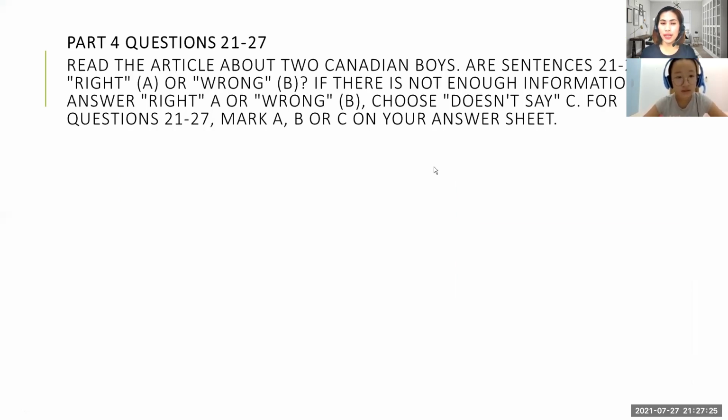Oh, we are now in part four. So we will read the article about two Canadian boys. After that, we will read some statements. We will say if they are right, wrong, or doesn't say. Remember, dear, when you think a statement is wrong, you must be able to find the correct answer. But if you can't find the correct answer, or there are no supporting details to the statement, most likely it doesn't say. I will give an example later.